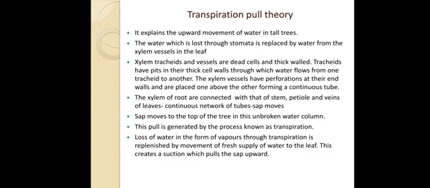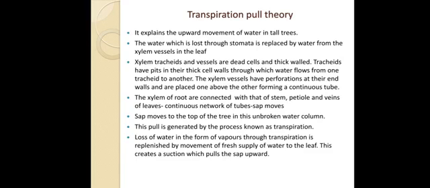So this pull is generated by the process known as transpiration. So when on the top of the leaves transpiration is taking place, that means the loss of water through the aerial parts of the plant. So loss of water is there at the top of the tree, and there low water potential is created. So then at the down level, water is more, the root has absorbed the waters, so then it goes slowly step by step up higher on the top parts of the leaves, and loss of water in the form of vapors through transpiration is replenished by movement of fresh supply of water to the leaf.